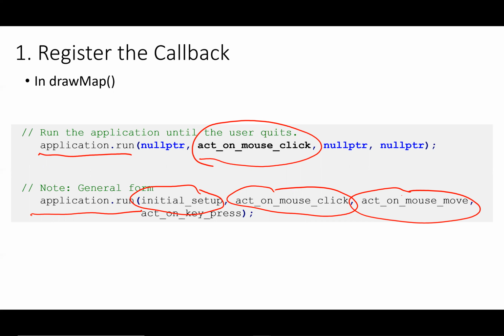This is called every time the mouse moves in the graphics area. That can be useful if somebody hovers over something and you want to have tool tips, you can do that. And this one is called whenever the person types a key on the keyboard and they're in the graphics area. And you don't have to use them. If we set null pointer, then it just won't be used.